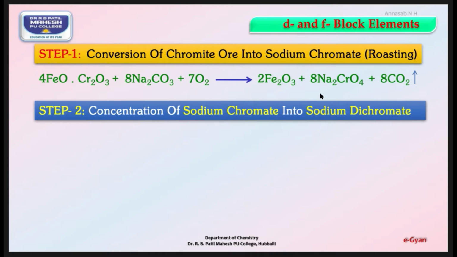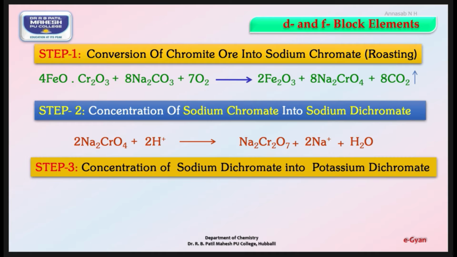The sodium chromate which is formed in the first step is acidified with concentrated H2SO4 so that it can give sodium dichromate. Na2CrO4 which is formed in the first step is mixed with acid, forms sodium dichromate Na2Cr2O7, 2Na plus, and H2O is liberated. Further, in the third step, it is conversion of sodium dichromate into potassium dichromate.